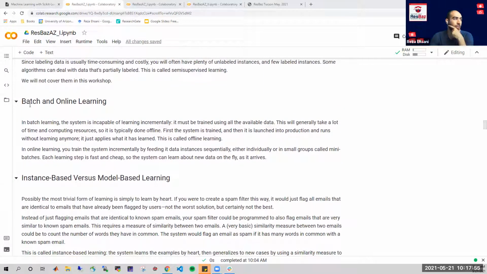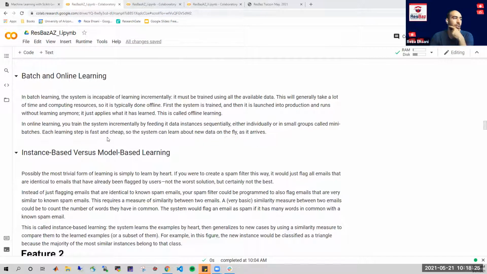As I mentioned, we also have a category based on whether the model is batch learning, or offline learning, or online learning. In batch learning, the system is incapable of learning incrementally. It must be trained using all the available data. This will generally take a lot of time and computing resources, so it's typically done offline. As I mentioned, it's also called offline learning. First the system is trained and then it's launched into production and runs without learning anymore. It just applies what it has learned.